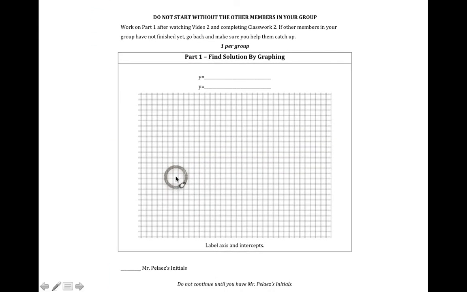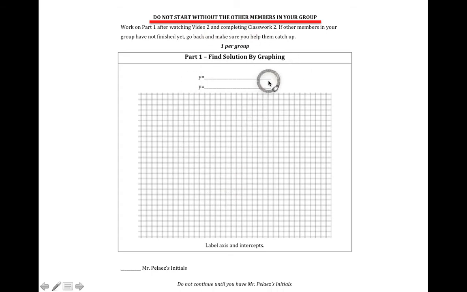And here's where the math starts. So in bold and in all caps, it says do not start with other members in your group. That means do not start with other members in your group. Don't be the person who wants to be the overachiever and finish it for the rest of the group. Everyone needs to be able to take a part of this. So as it says right here, work on part 1 after watching video 2 and completing classwork 2. For all of these parts, I will show you, it says which video and which classwork you must do before starting that. Please, please, please do that first, because the videos and the classwork will show you how to do these types of problems. There's 3 parts.